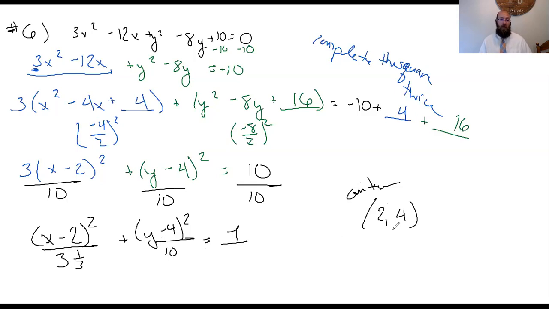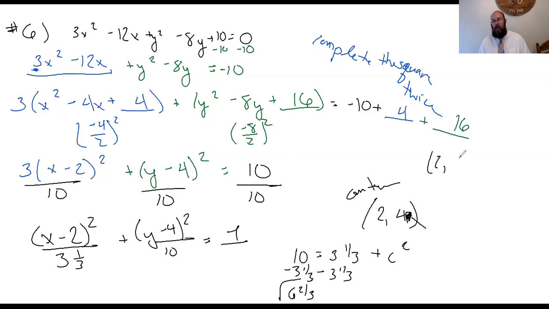Oh, and then the foci. 10 equals 3 1/3 plus c squared. Solve for c, and it's going to be added to the y number here, to my 4. So let's do that a little bit. 10 minus 3 1/3 is 6 2/3. So the square root of that. All right, so it's going to be 2, and then 4 plus and minus the square root of 6 2/3. That's my foci.